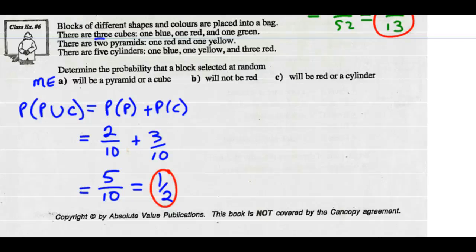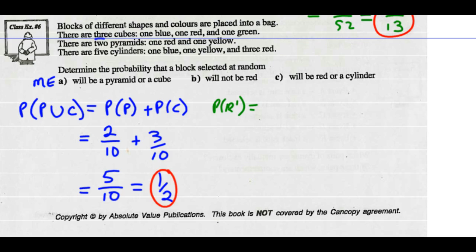Well, this isn't really mutually exclusive or not. There are 10 objects, and how many are red? Probability not red. Or we could say it like this: not red.